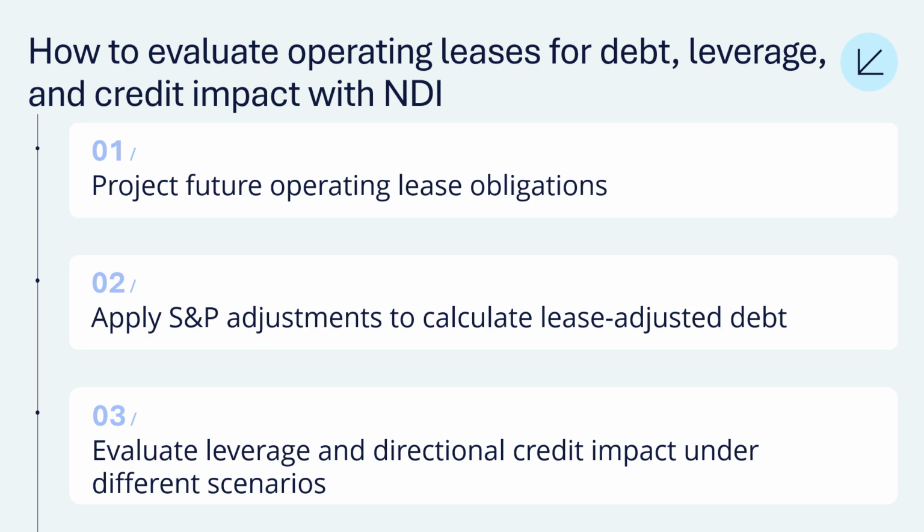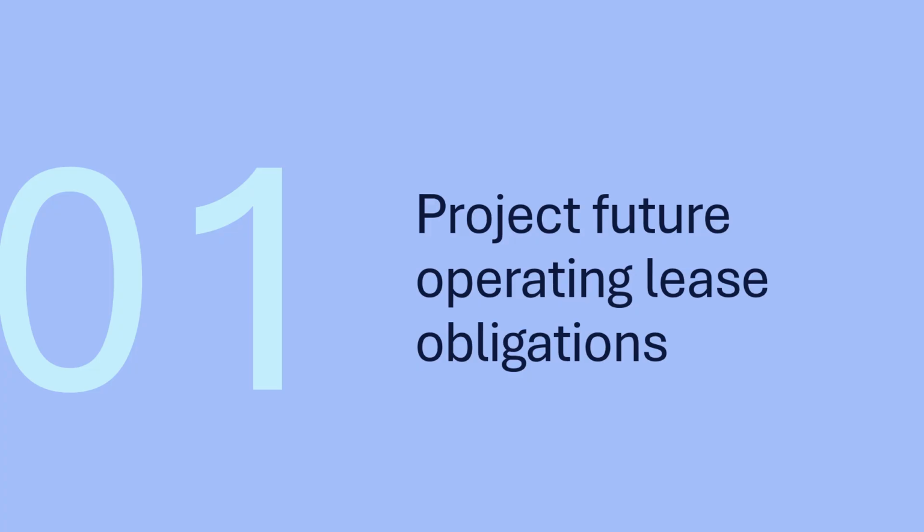We'll approach this use case in 3 steps, all performed in Nakisa Decision Intelligence. First, we'll calculate future operating lease obligations. Then we'll apply S&P adjustments to calculate lease-adjusted debt. And finally, I'll evaluate leverage and credit impact under different scenarios. You'll see how all these steps are significantly streamlined with NDI. Let's dive into each step, starting with projecting future operating lease obligations.